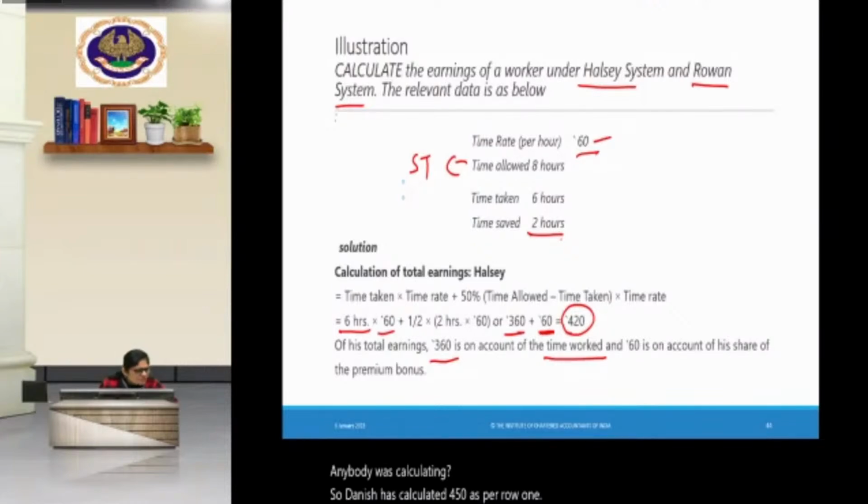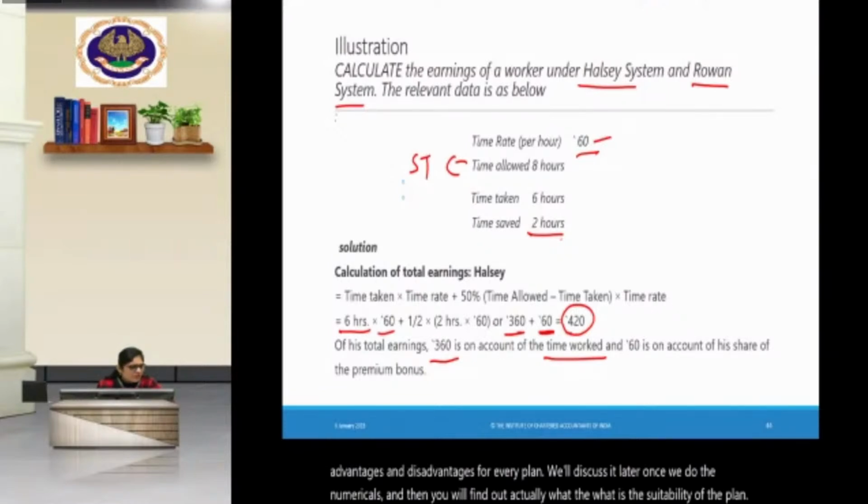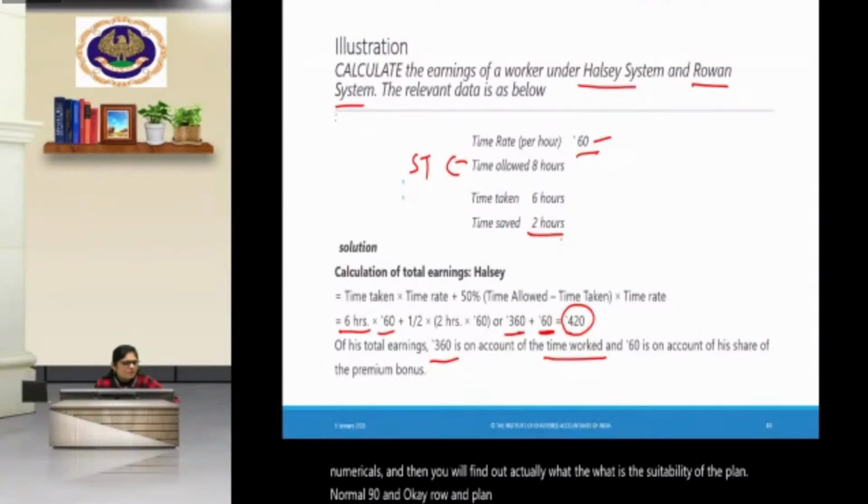In Halsey, if time taken is 6 hours, then the wage will be more than the person who works efficiently. There are some advantages and disadvantages for every plan. We'll discuss it later once we do the numericals, and then you will find out actually what is the suitability of the plan. Rowan plan is costly for the employer. Actually, it depends on a case-to-case basis. So let us just solve the Rowan plan also.